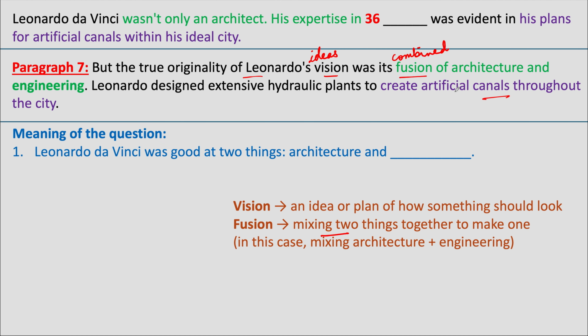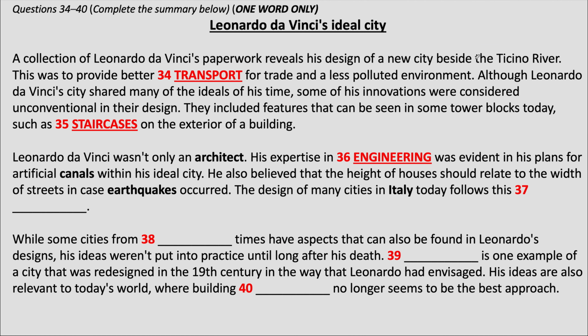So the second thing he had an expertise in was engineering. The answer to question 36 is engineering. Moving on to question 37. This has two keywords, earthquakes and Italy.